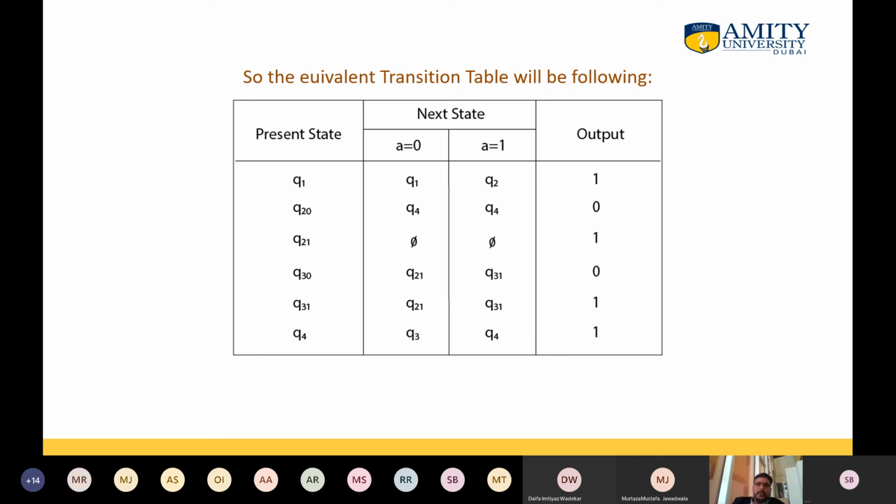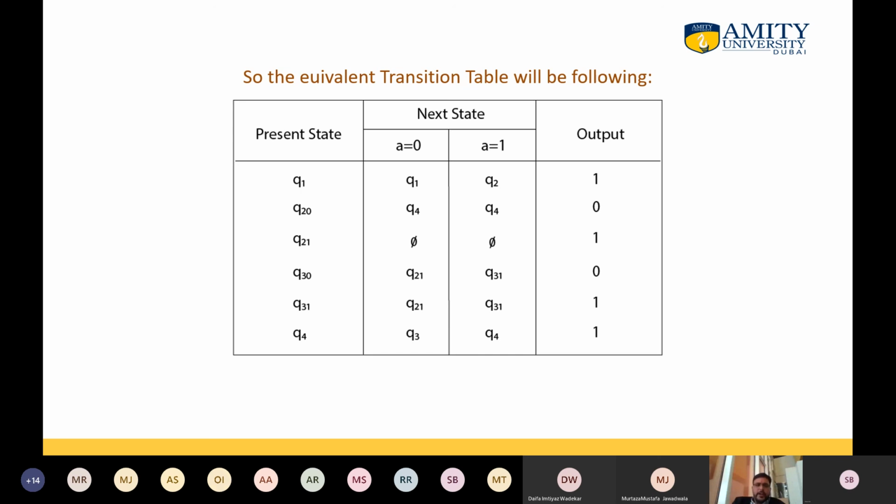Q3 0 with A input you are reaching to Q2 1, and with B input you are reaching to Q3 1. With Q3 1, A input you are reaching to Q2 1, and B input you are reaching to Q3 1, and output was 1. Why are we writing this? Because here the difference is in output, not in the next state. Okay.